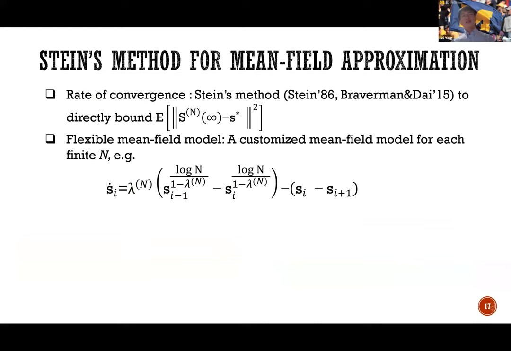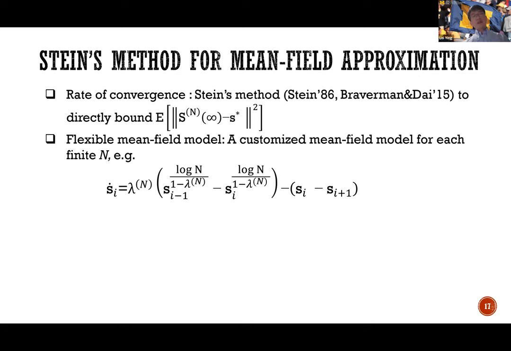So what's the idea of Stein's method? Of course, Stein's method has been used in different applications. For us, we focus on using Stein's method for the mean field model. And the work which inspired us to look at that is Anton and Jim's 2015 paper. So I want to point this out too. The idea is to use Stein's method to directly bound the steady state of the stochastic system and the mean field limit, okay?